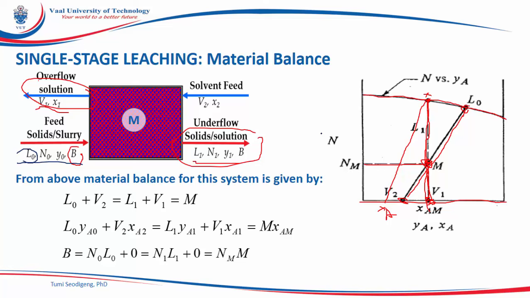What this essentially means is that L0 will not be on the N versus Y plot, because now there's no solution to talk about. You only have the solute. So the point L0 will now be positioned above the N versus YA line. You will see when we do an example that YA will be equal to 1, so it will be somewhere along this vertical line.